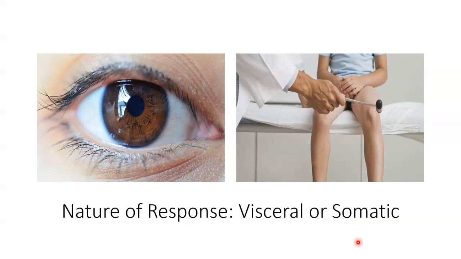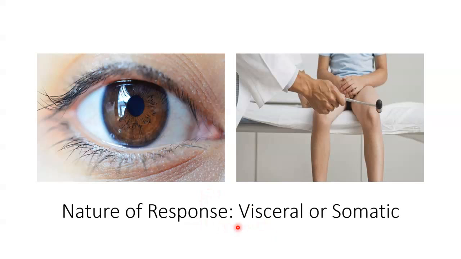The nature of the response relates to the type of effector involved in the reflex. So a visceral reflex involves a glandular or a non-skeletal muscle effector. So these reflexes include those that are carried out in internal organs, so it could be the heart, the blood vessels, or structures within the gastrointestinal system. Our somatic reflexes involve skeletal muscle.